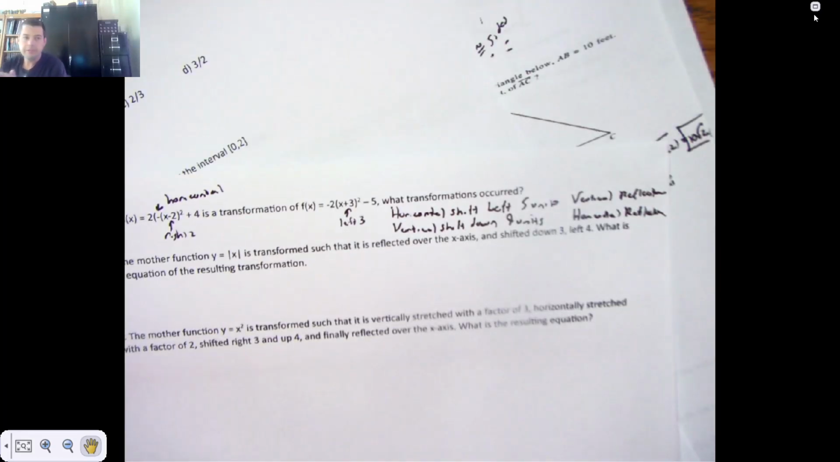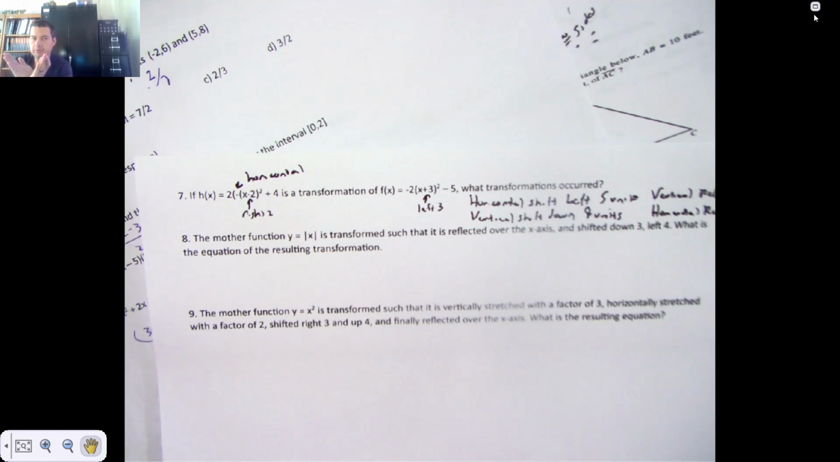The original thing would have opened up and then been on the other side of the y-axis. The new one now opens down and got moved over to the other side of the y-axis.